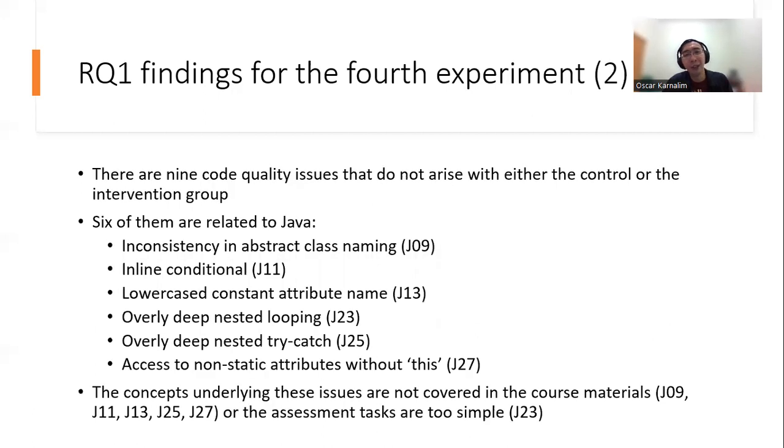There are 9 code quality issues that do not arise in either the control or the intervention group. 6 of them are related to Java, like inconsistency in abstract class naming, inline conditionals, lowercase constant attribute name, overly deep nested looping, overly deep nested ternaries, and access to non-static attributes without this. The concepts underlying these issues are not covered in course materials, and the assessment task is somewhat too simple.